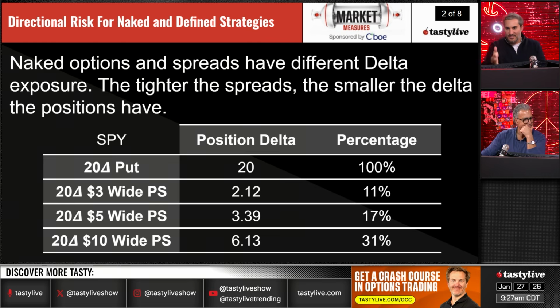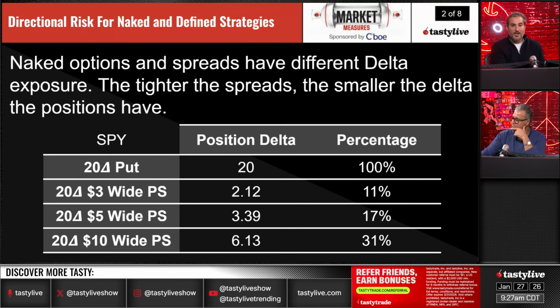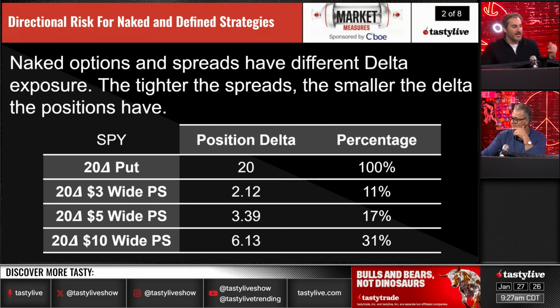This is just an extrapolation of that to show you how, as you widen out the spreads, you get more directional exposure. So a $10 wide put spread, even though you're selling the 20 delta for each position, is going to have more directional exposure than a $5 wide versus a $3 wide. Even though they're at the same strike and the same risk point, you have more directional exposure the wider the spread gets.